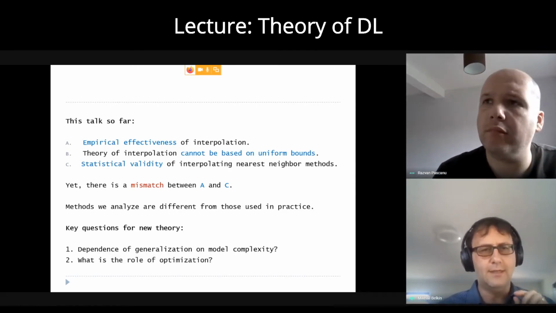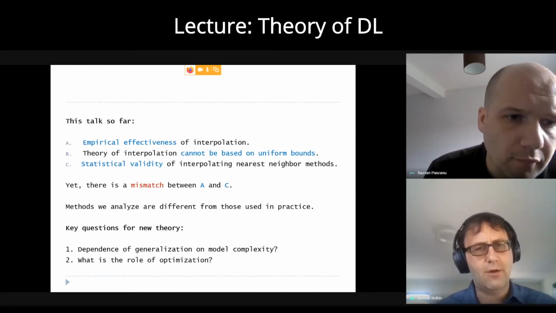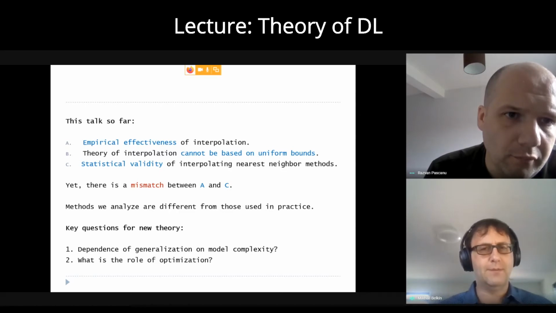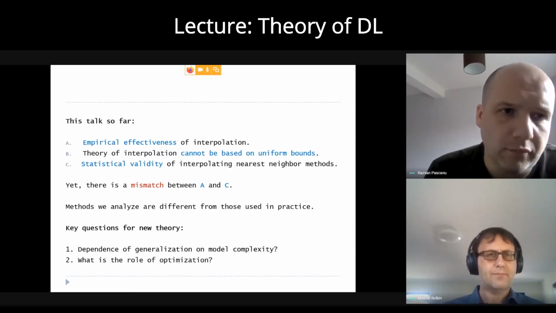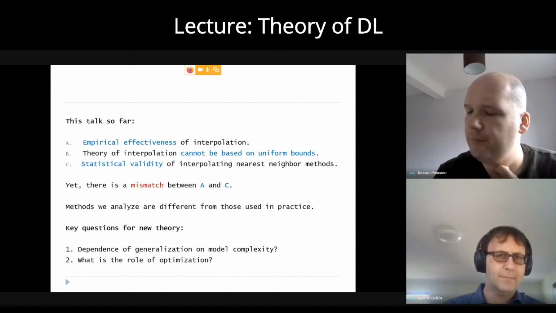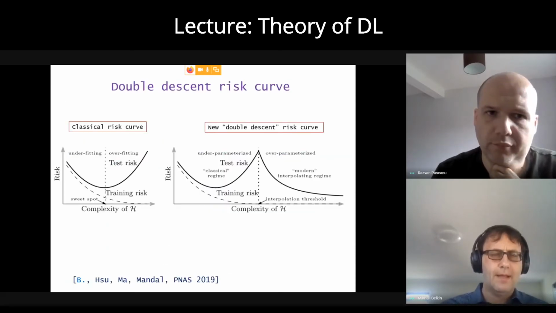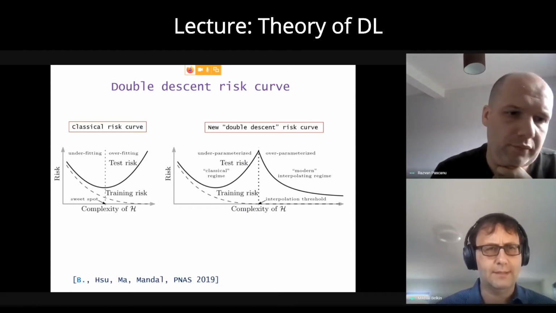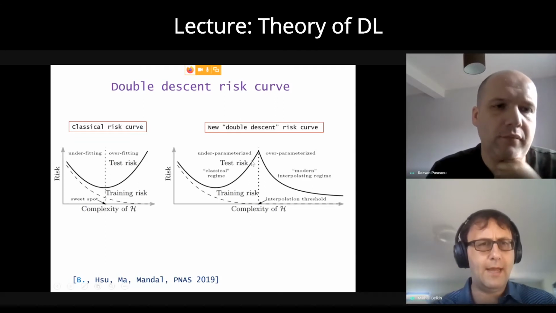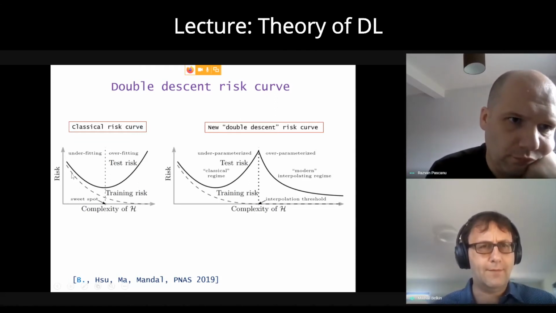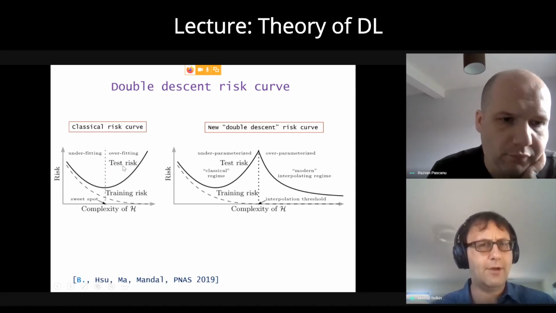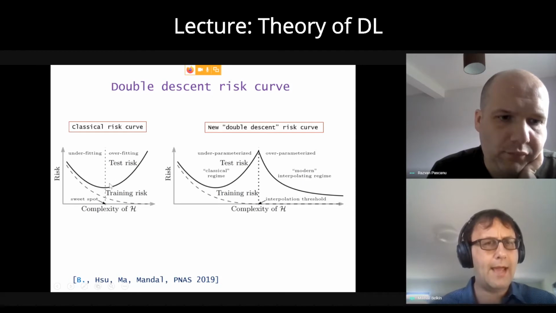I think the key questions are, first, the dependence of generalization on model complexity, which is normally this U curve, and second, the role of optimization. Let me discuss this. First, I would like to directly address the question of model complexity. As you remember, what I have on the left is this classical U-shaped curve. On the left, you have underfitting, and on the right, you have overfitting. And in the middle, you have the optimal solution, the sweet spot.